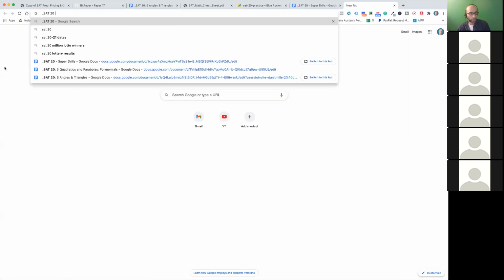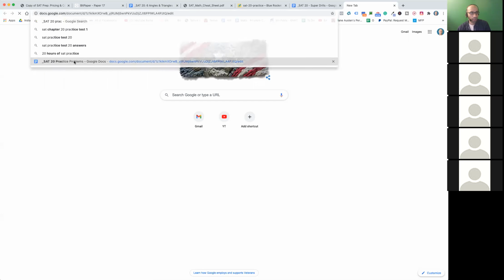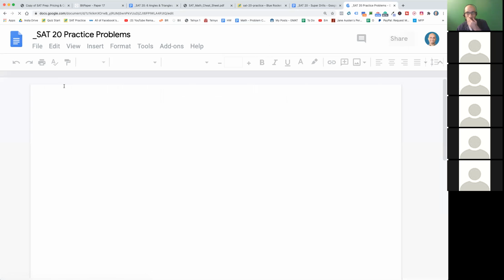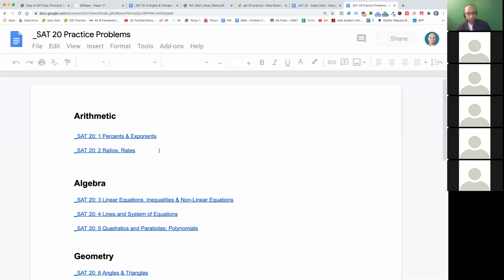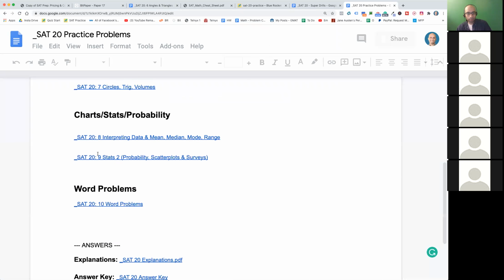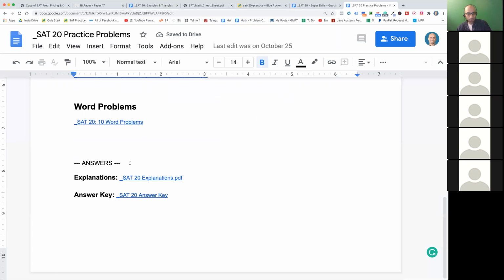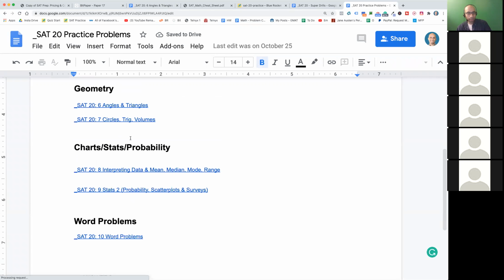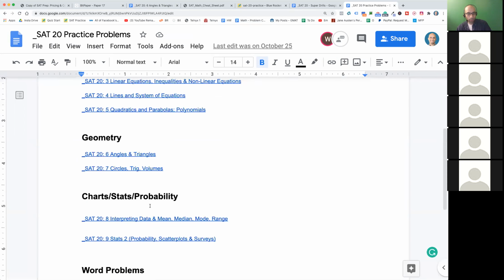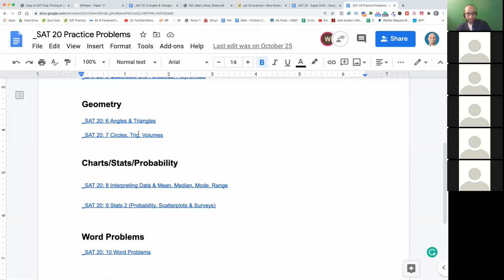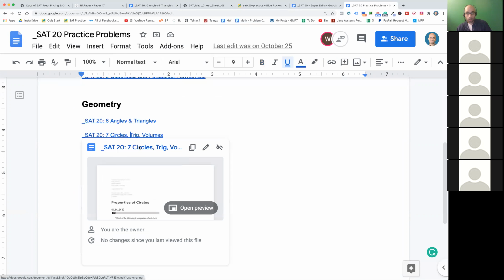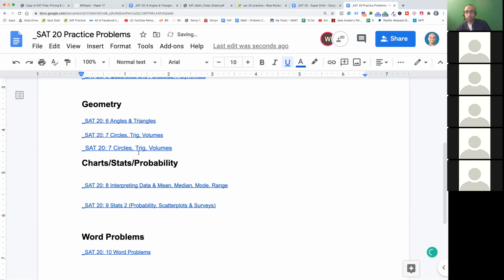SAT 20 practice problems. Okay. So these are the, yes, you're welcome, Deliana Lad. So look at this, all of these problems, right? You get access to this, all the keys, etc. I've picked them up, right? We're now doing angles. The next time we're going to do circles. So let me just show you circles, right? Yes, thanks, Valerie.